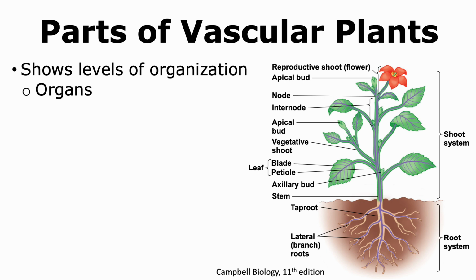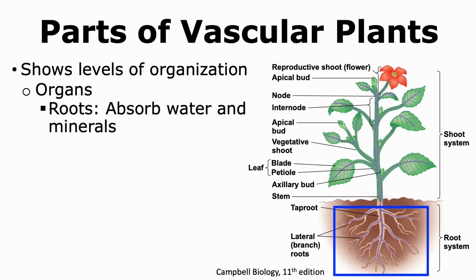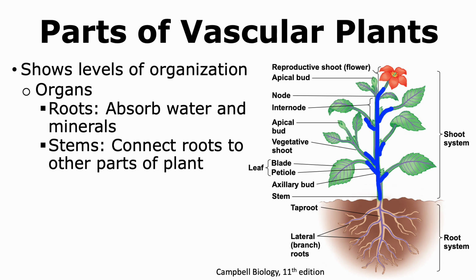There are three main organs of plants. The roots, which are part of the root system, absorb water and minerals, while stems, which are present above the ground, usually connect the roots to other parts of the plant. Within the stems, right at the top, there is the apical bud that allows the plant to grow in height.